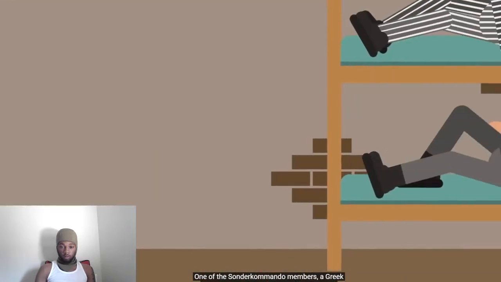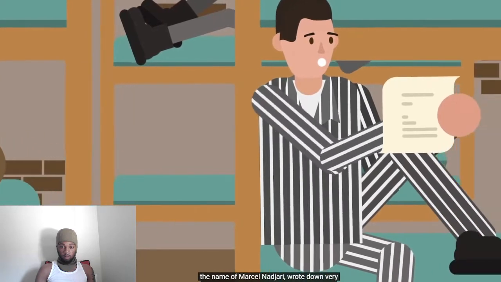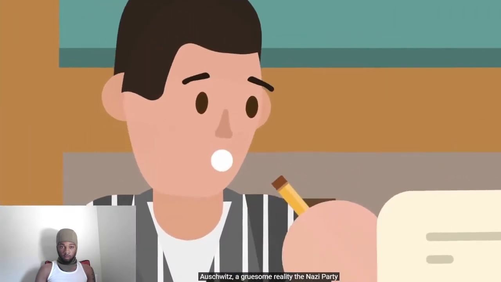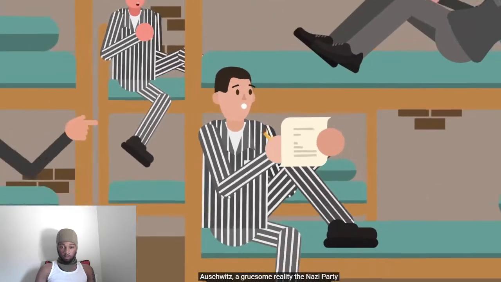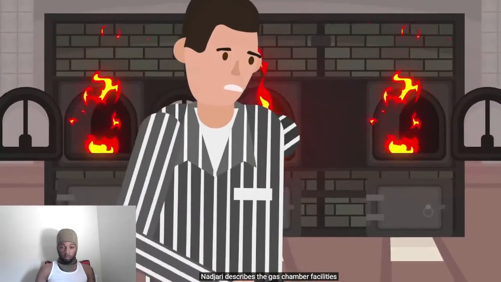One of the Sonderkommando members, a Greek Jew and former resident of Thessaloniki by the name of Marcel Nadjari, wrote down a very accurate description of what took place in Auschwitz, a gruesome reality the Nazi Party tried to hide from the eyes of the world. Nadjari describes the gas chamber facilities as such.